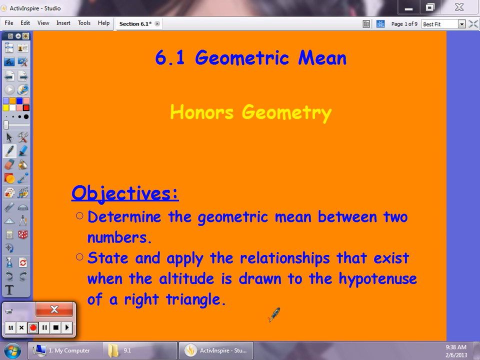This honors geometry lesson is on 6.1 geometric mean. The objectives are to determine the geometric mean between two numbers and to state and apply the relationships that exist when the altitude is drawn to the hypotenuse of a right triangle.